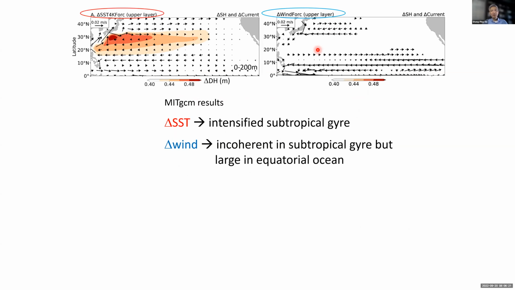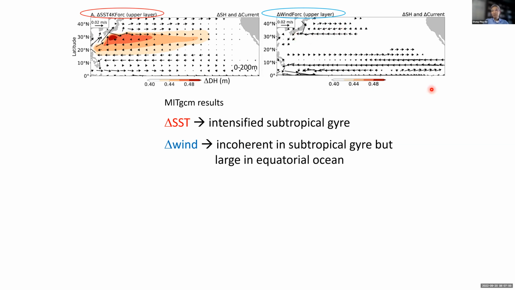So these are two model experiments we did, one imposing a delta SST only, and one imposing delta wind forcing only. The shading is the upper ocean dynamic height. So you just see that in response to surface warming, there is a coherent surface intensification of the subtropical gyre. Whereas in response to wind change, much of the subtropical ocean current change is rather incoherent, except in the equatorial ocean.